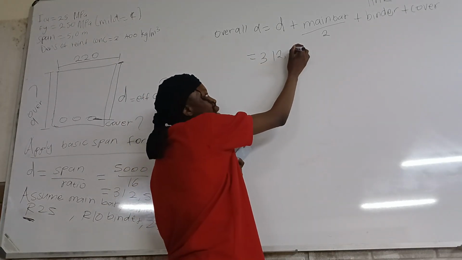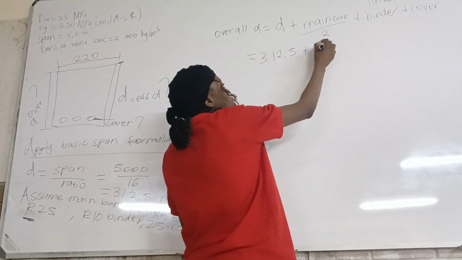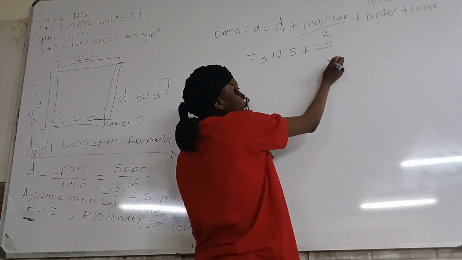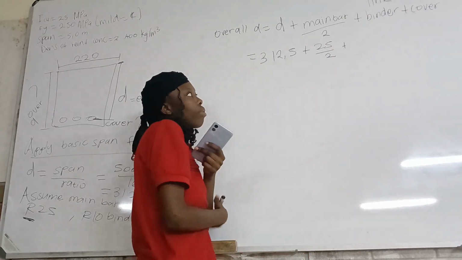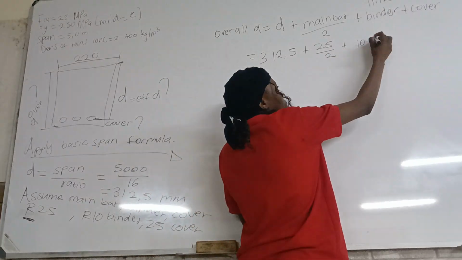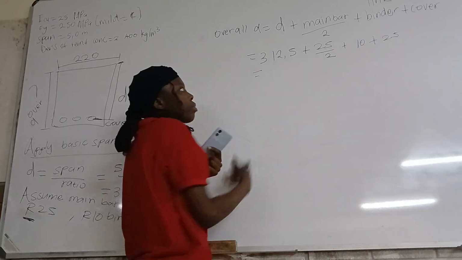312,5. And then what is our main bar? 25. The formula says we need to divide by 2 again. So divide by 2. What is the link on the binder? It is 10. What is the cover? 25. Calculate. What do we get?